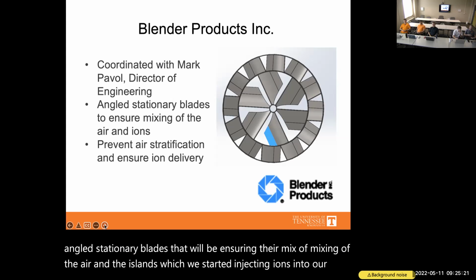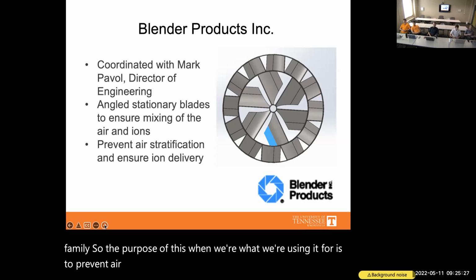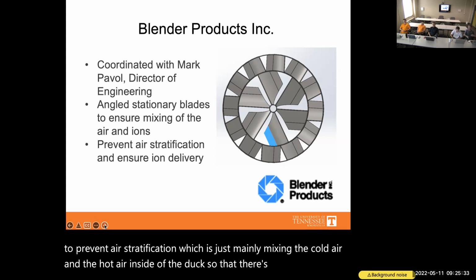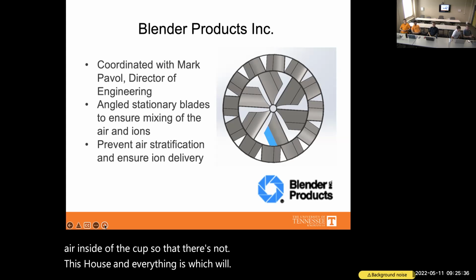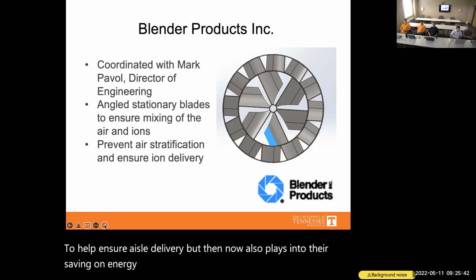The purpose of this blender is to prevent air stratification, which is mainly mixing the cold air and the hot air inside of a duct so that there are not discontinuities, which will help ensure ion delivery. That also plays into saving on energy costs and helping out the environment.